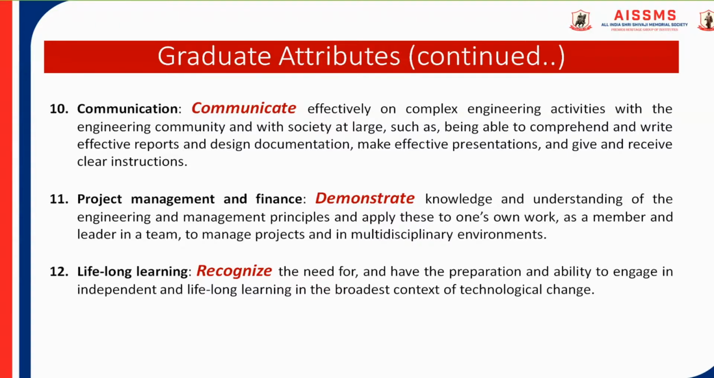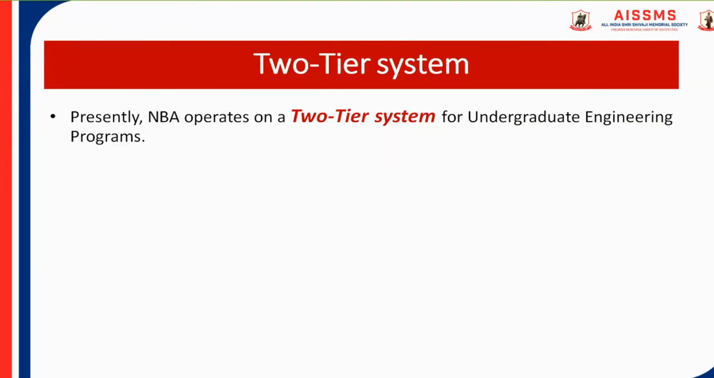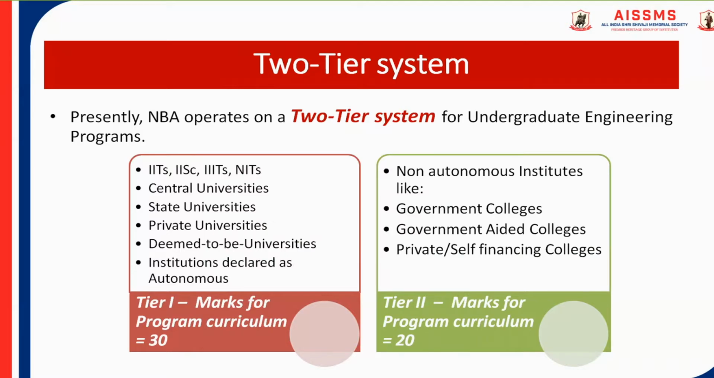Next, moving on, all of you are aware that the NBA has given a two-tier system for the undergraduate courses. In tier one, we have all the IITs and the autonomous central and state universities, and tier two is all the affiliated colleges. Moving on to the next: the important thing is the marks difference. The marks in the NBA criteria for the curricular design aspect are 30 for tier one and 20 for tier two.